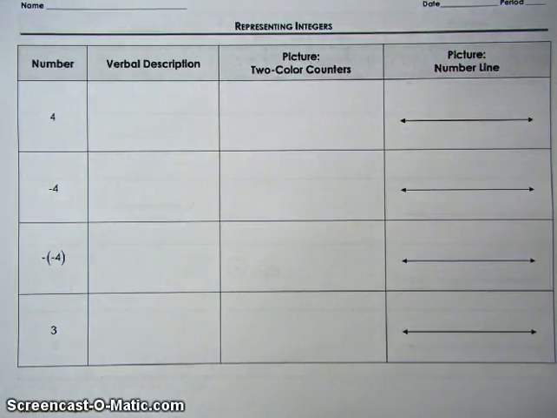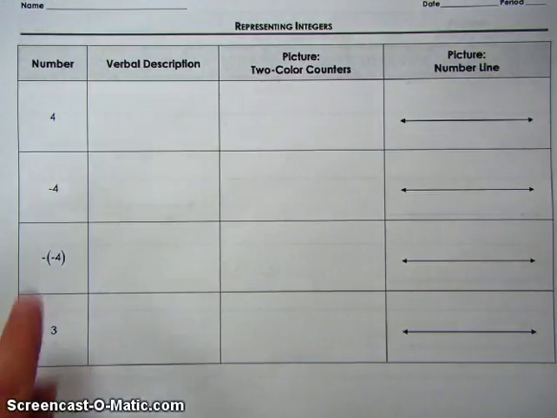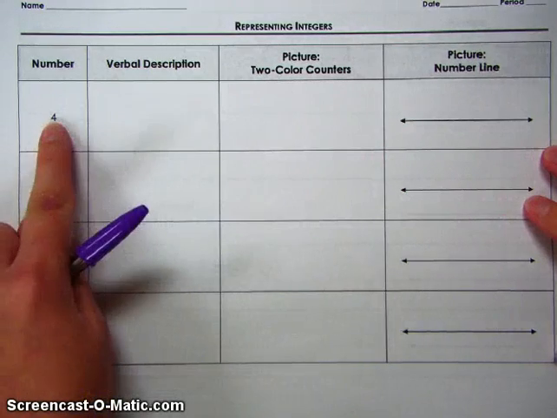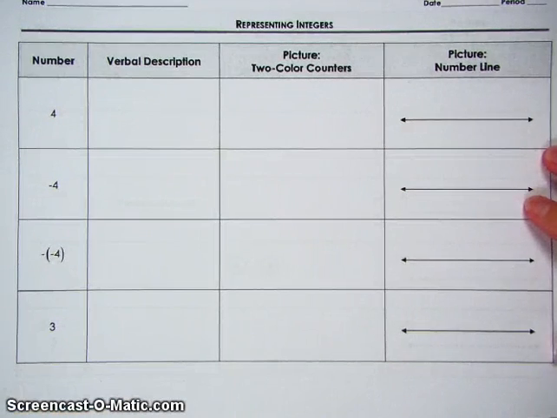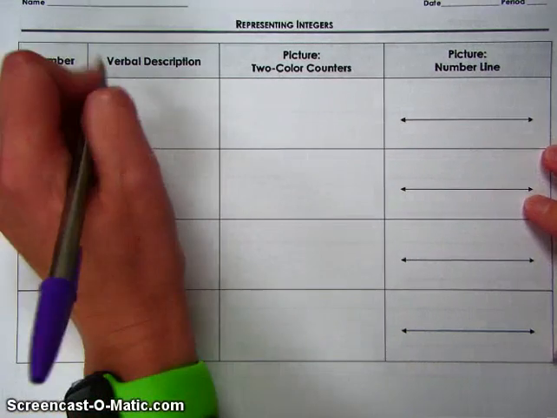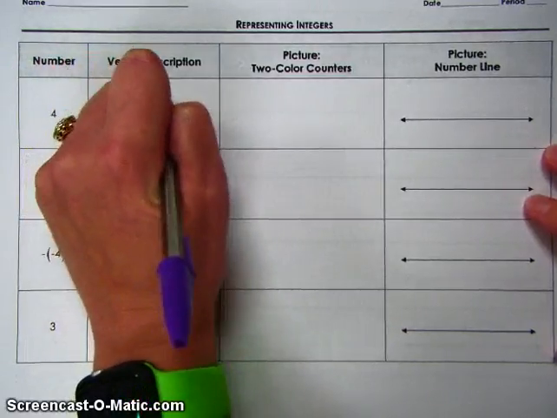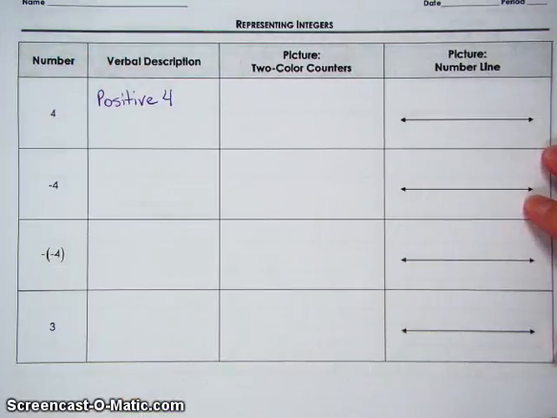You've done something very similar to this at the beginning of the year, so this should go pretty quickly with you. We're just going to teach you one new little idea about what you do when you have the double negative on your problem. So let's take a look at the number 4. If I have a verbal description of that, I know that it is a positive 4. Please write that down with me, please.